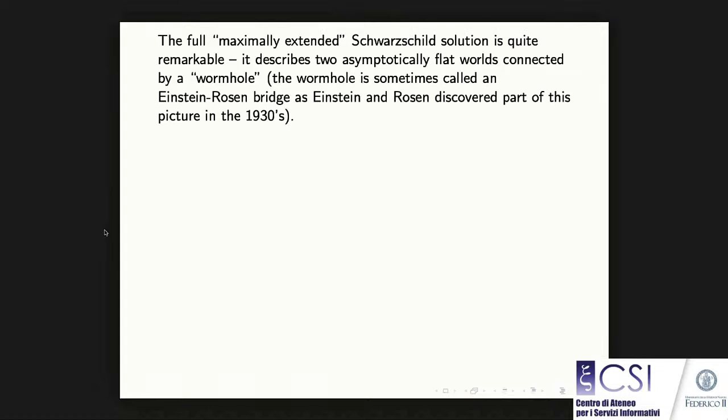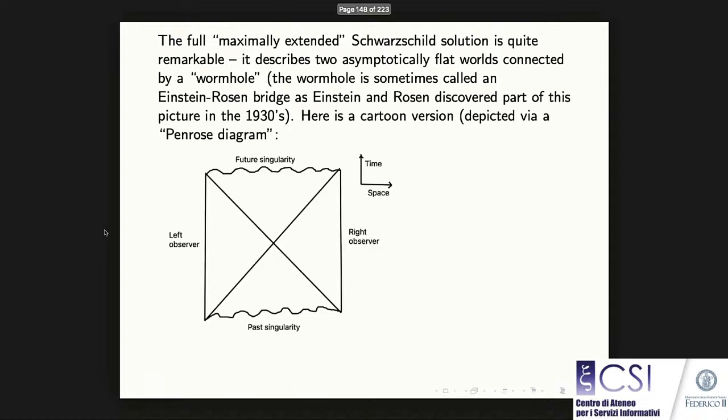The full maximally extended Schwarzschild solution is quite remarkable. It describes two asymptotically flat worlds connected by a wormhole. The wormhole is sometimes called an Einstein-Rosen bridge because Einstein and Rosen discovered part of the picture in the 1930s. Now, here's a cartoon version. I'm going to show a Penrose diagram. But for convenience, I've drawn the Penrose diagram for a world with a slightly negative cosmological constant, which makes it easier to make the point I'm going to want to make.